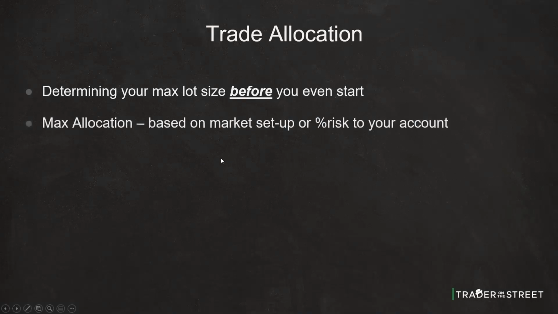Okay. So again, your max allocation needs to be based on where those previous pivots are so that you can determine a price range, and then on the percent risk of your account. So you need to know that before you're getting into the market. I've said it once, I'll say it again. If you do not know what you're risking before you get into the market in a trade, you shouldn't be trading.